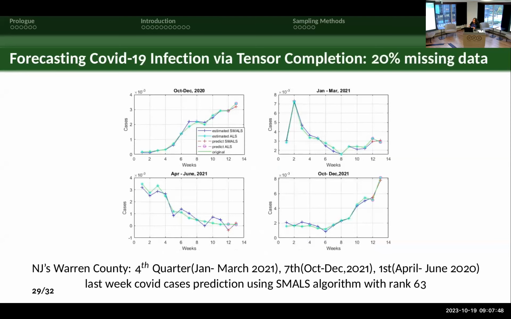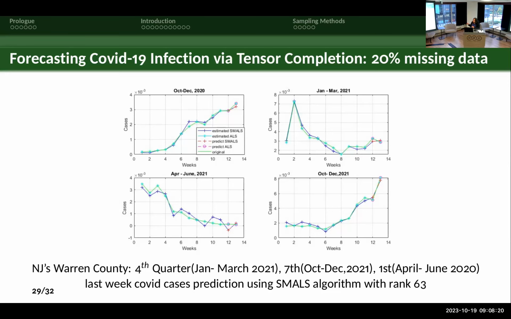All right, so let's see. We apply this technique for forecasting COVID-19 infection. From that COVID tensor, we remove data. Suppose you want to predict a week ahead what the infection density would be. Again, this is just removing 20% of the data.